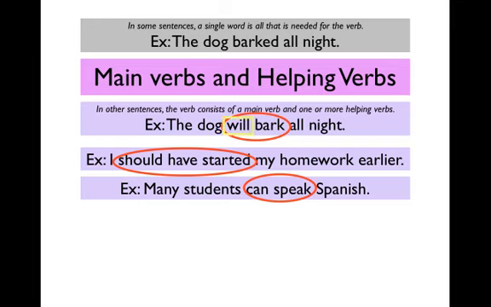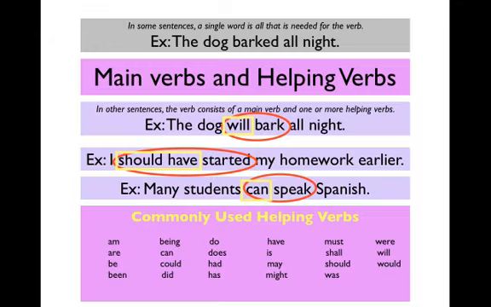So in that first verb phrase, will bark, will, which is boxed in yellow, is the helping verb because it helps the main verb bark. In the second example, should have started is the entire verb phrase, and should have becomes the helping verbs because they help the main verb started. Can is also the helping verb in the next example because it helps the verb speak. So can speak is the entire verb phrase, can becomes the helping verb, and speak becomes the main verb.